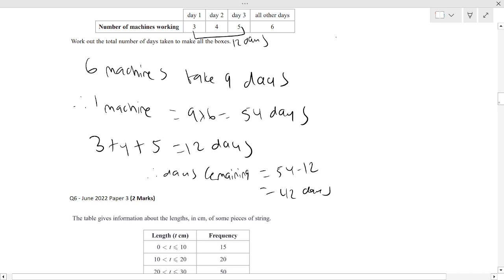But then every other day it's 6 machines. So again, now this 42 left is split between 6 machines. So then 42 divided by 6 to work out the days after. The number of days it takes then would be 7. Okay.